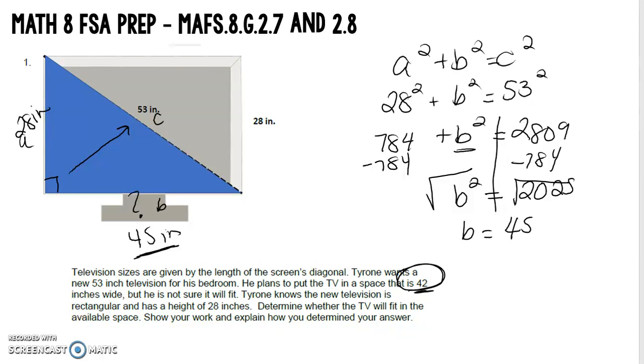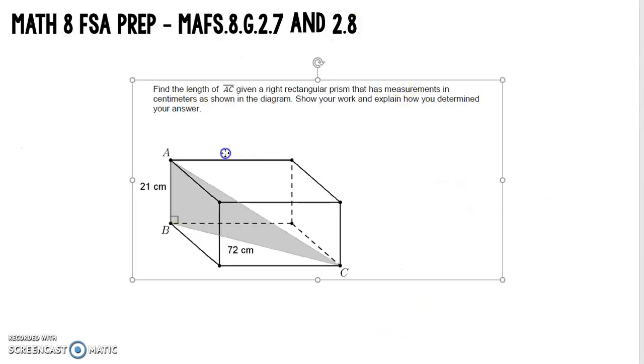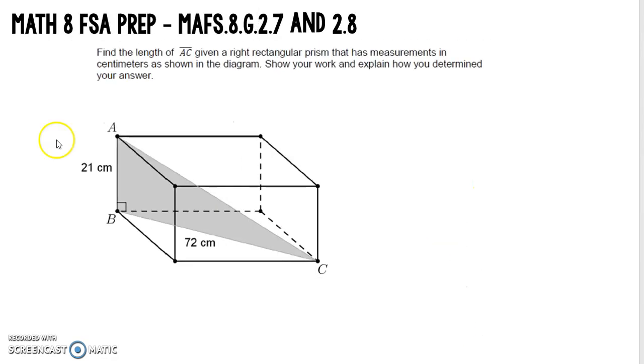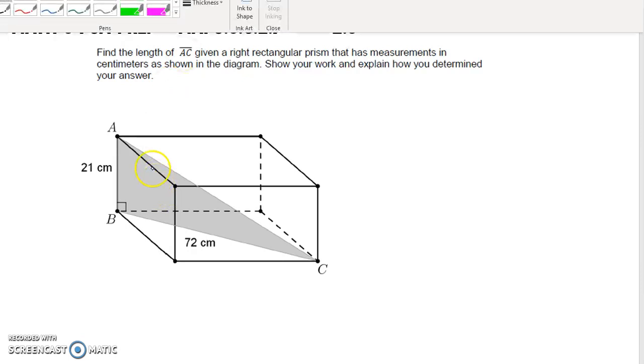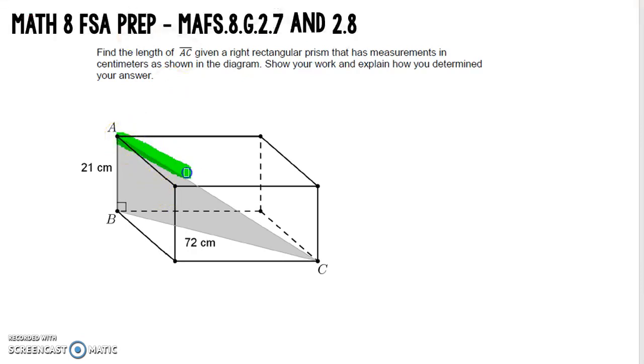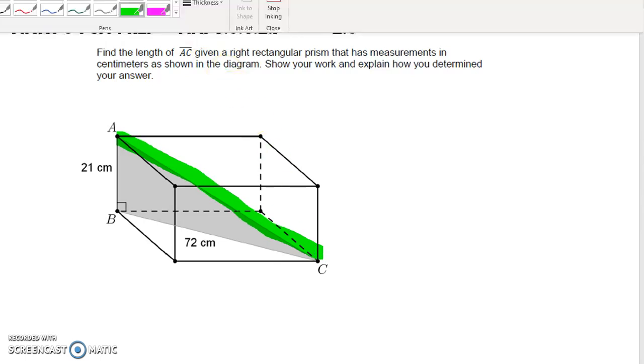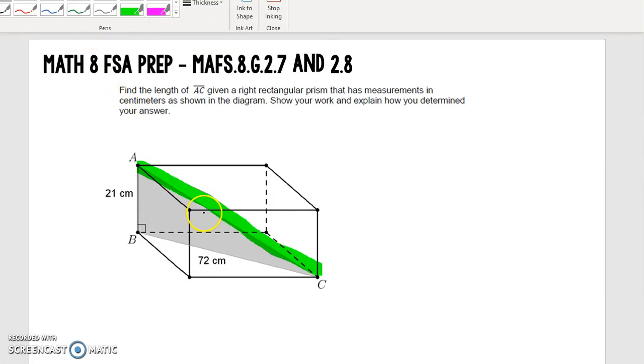All right, so please make sure you practice these Pythagorean theorem application problems. The last one that we're going to look at says find the length of AC given a right rectangular prism. Show your work and explain how you determined your answer. So when I'm looking at this, A to C is right here. Is that going to be my A value, my B value, or my C value with the Pythagorean theorem? Hopefully you answered C. So the bottom leg is 72. The other leg is 21.